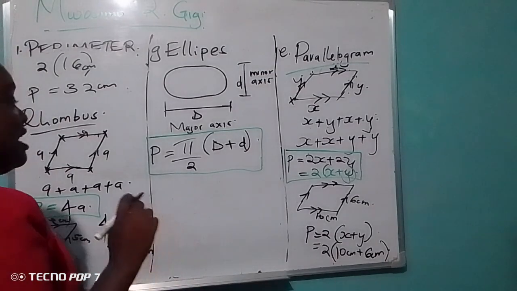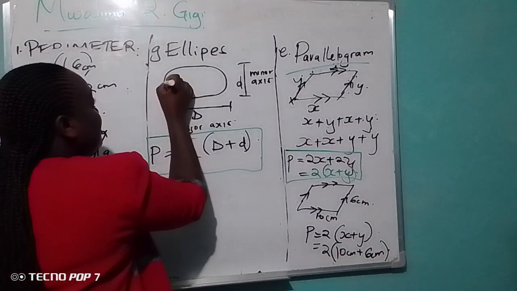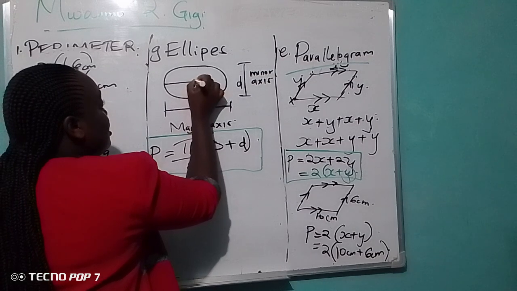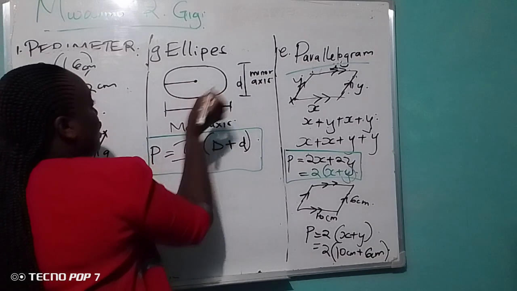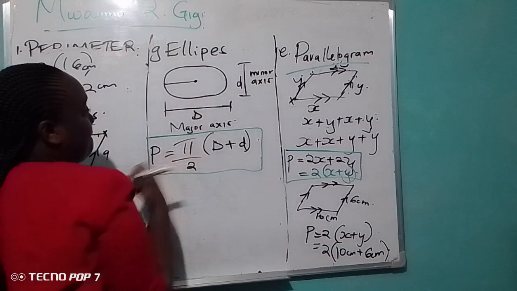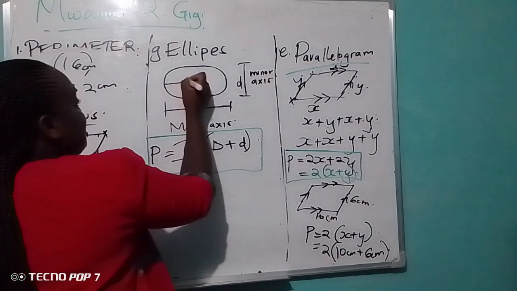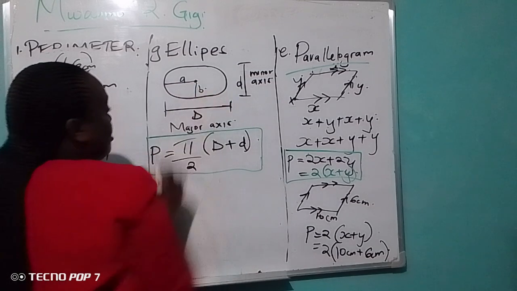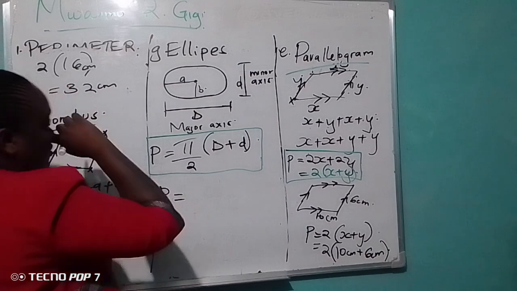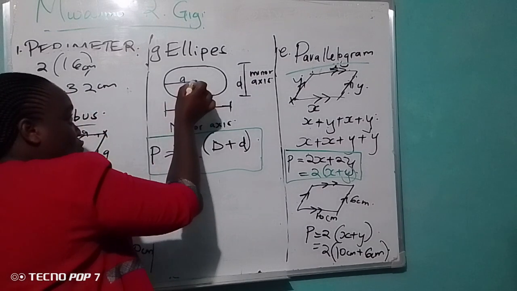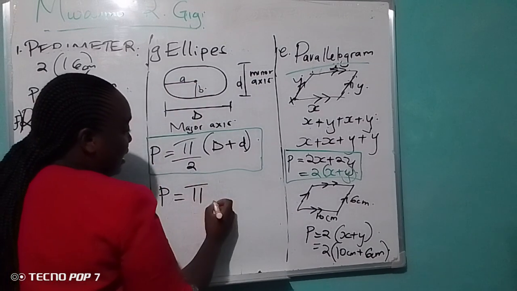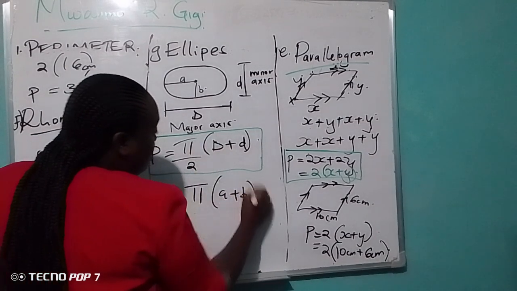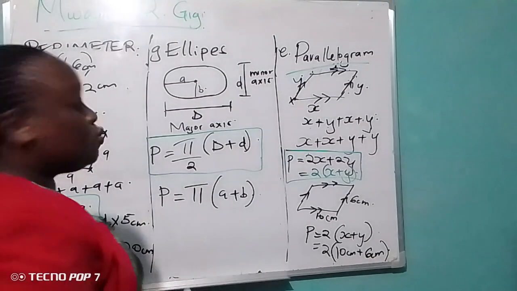Sawa sawa. So in another case we can say hii major axis iko hapa katikati, si ndio? Hii ikifika hapo we call it A. Alafu hii tuite B. So kwa our perimeter tukitumia radius yake itakuwa pi into bracket A plus B. Hatutaweka divide by 2. Sawa sawa.